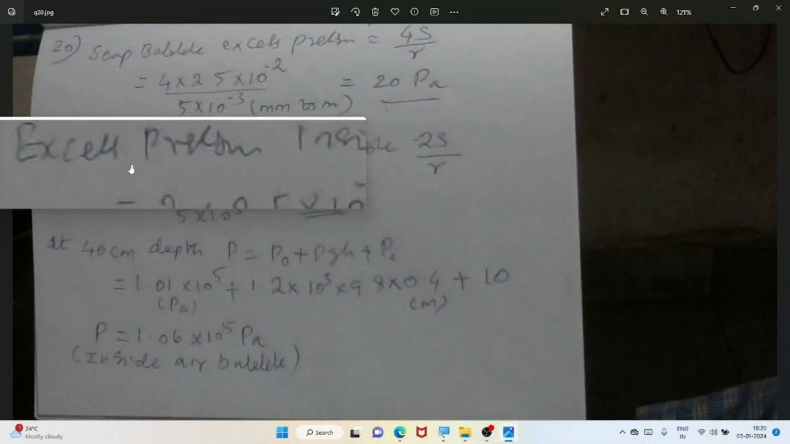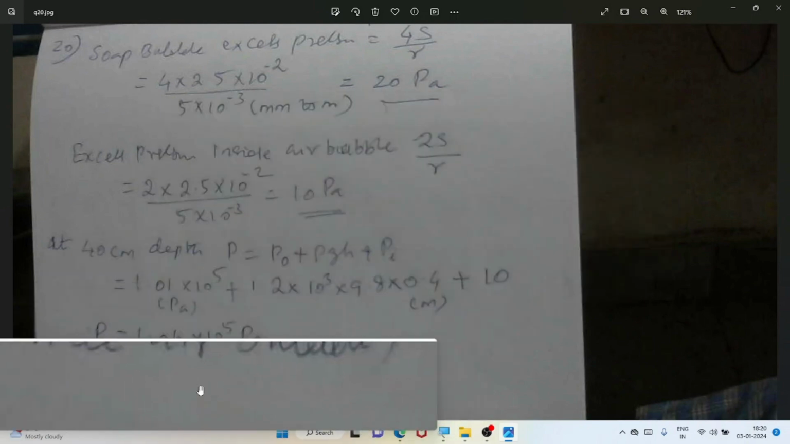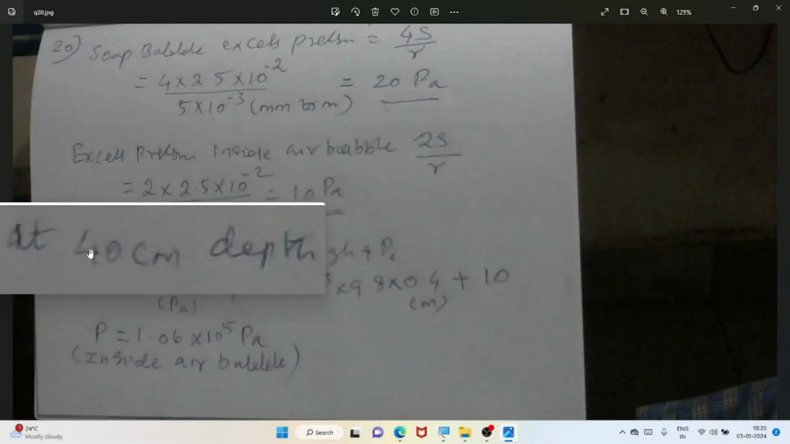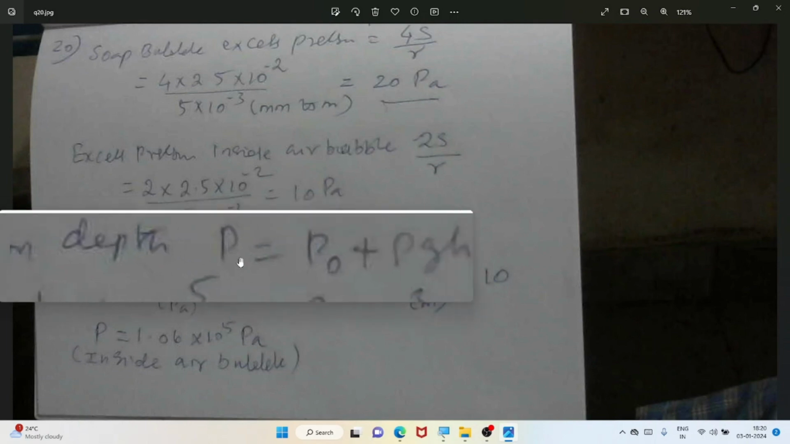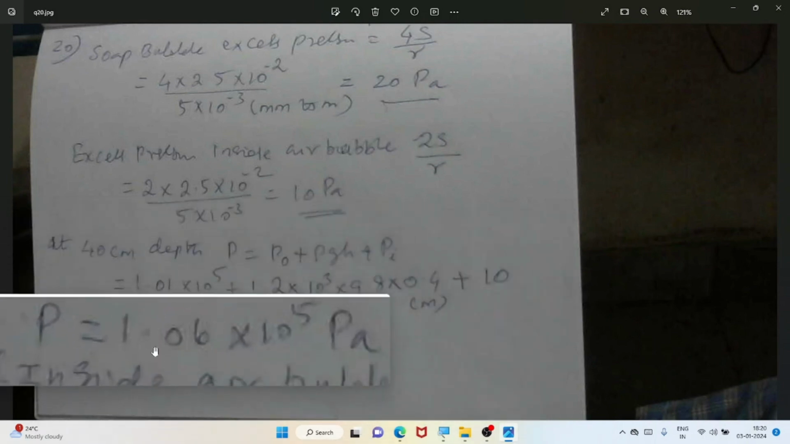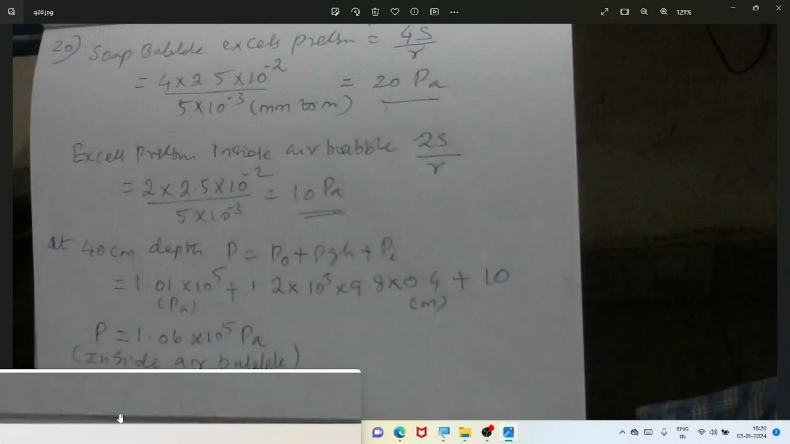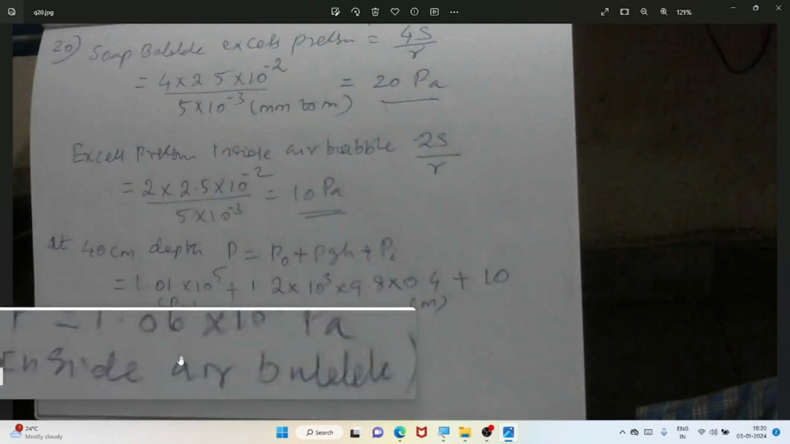Okay. For the air bubble, it's 2S by R. At a depth of this many centimeters. Okay, so inside the air bubble, this much is the pressure inside the air bubble.